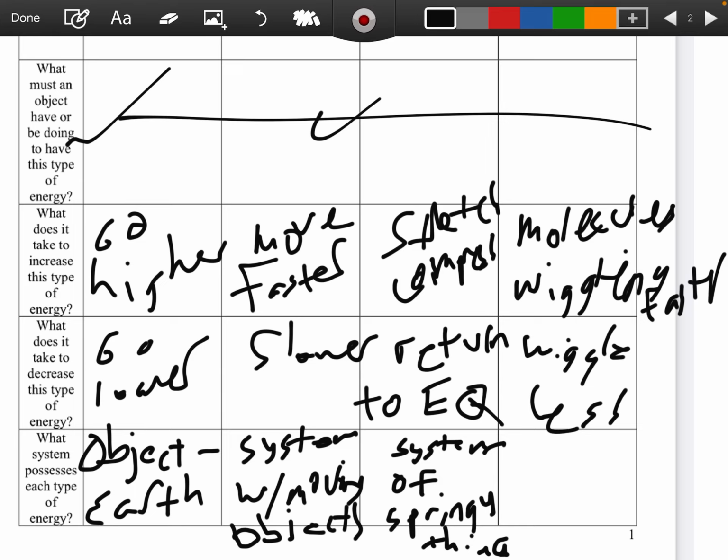What system possesses each type of energy? Just the molecules of an object. So that's it for this chart. Hopefully you were able to fill it in without me.